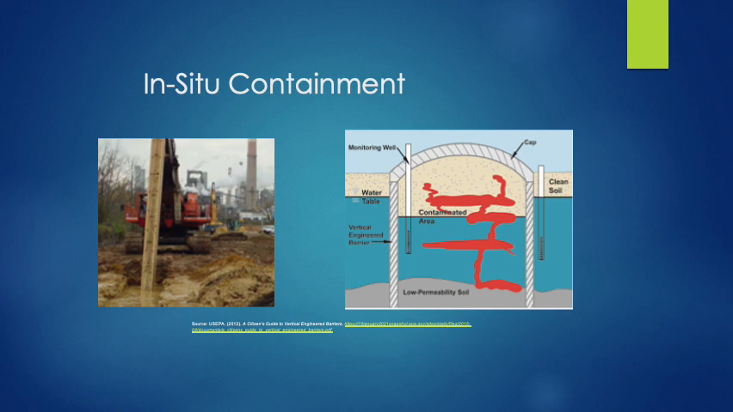It's common to place instrumentation, like monitoring wells, into the mass as well as around the mass to make sure the contamination stays within the containment structure and doesn't migrate outwards, impacting nearby soil or groundwater. It's also common to provide periodic inspections to make sure the containment structure is functioning as intended.